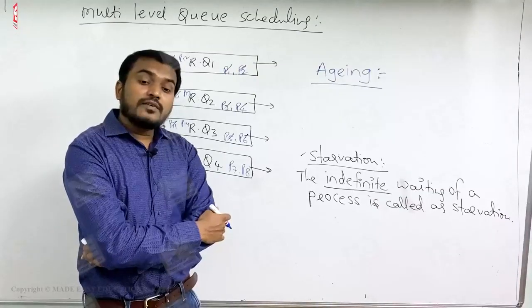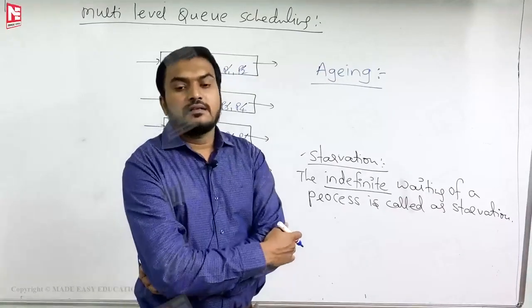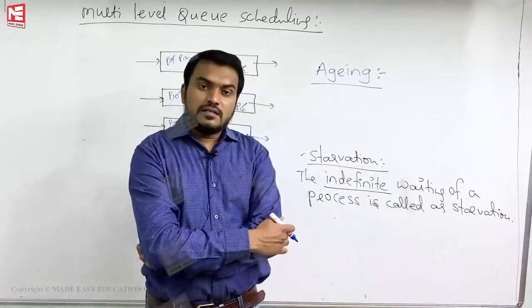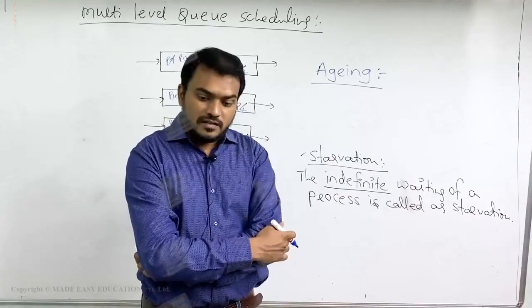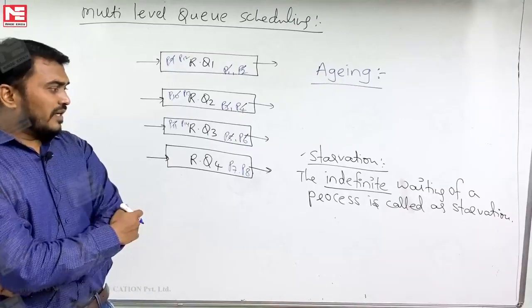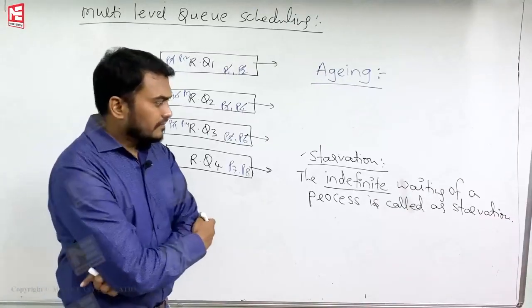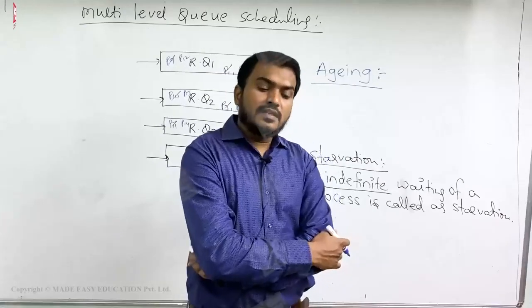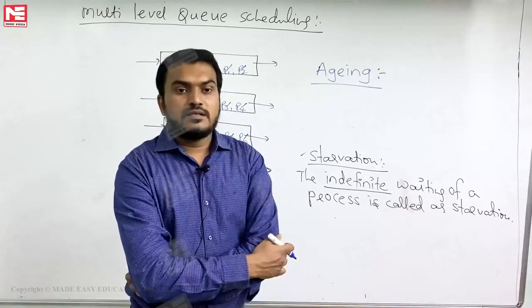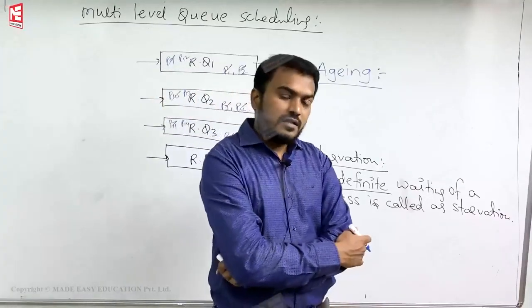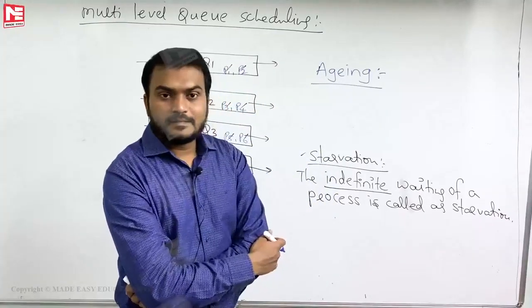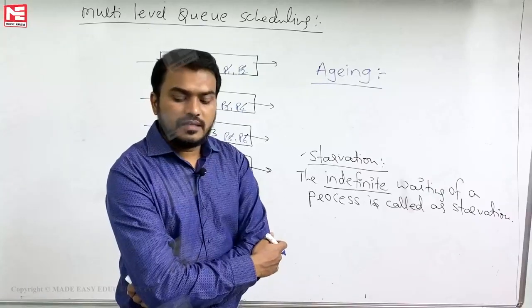Note down the next point. If the age of a process increases, then by increasing the priority of the process, the process will definitely get a chance to execute, and the starvation problem will be avoided.